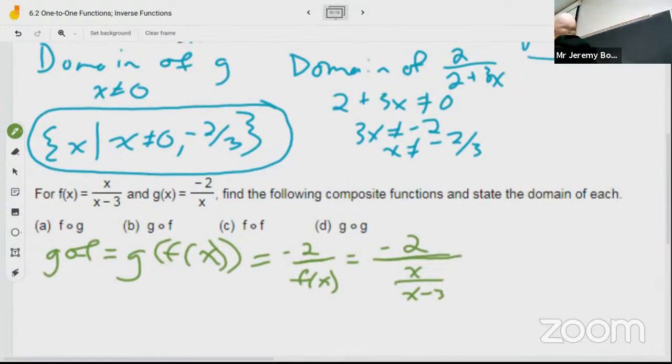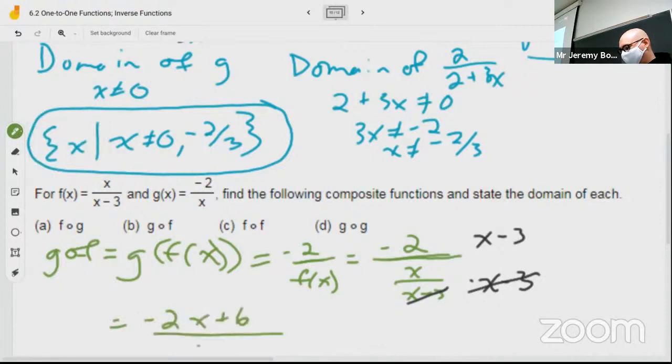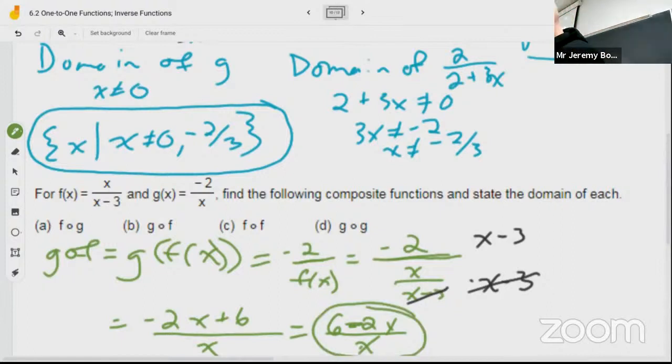Just like we did before, I have a fraction within a fraction. I'm going to multiply by the denominator there to get rid of that, doing it to the numerator and the denominator. In the denominator, it's just going to cancel, but in the numerator, it's going to distribute. And so I'm going to have negative 2X plus 6 over X, or if you want to write it as 6 minus 2X over X, that's fine too. Whatever works best for you. Any questions on that?